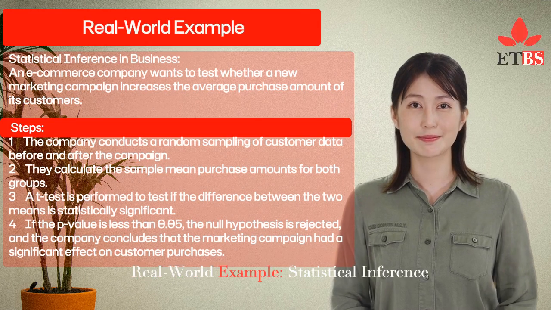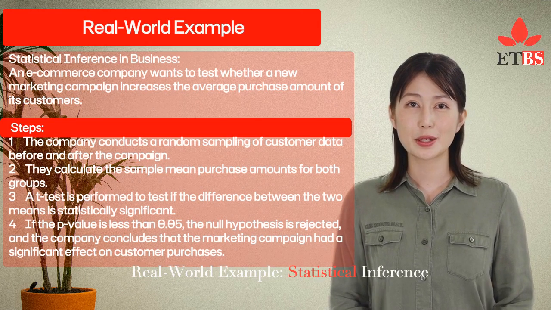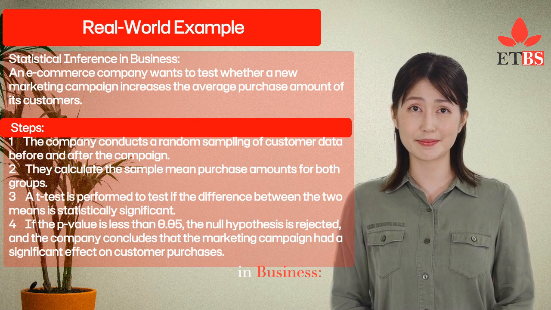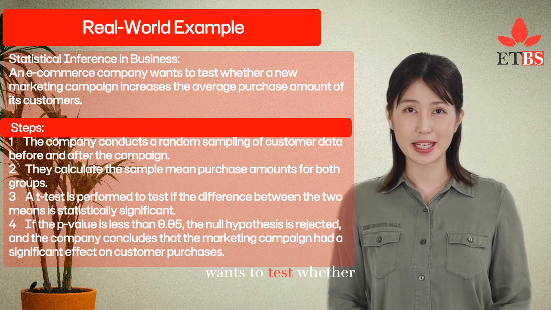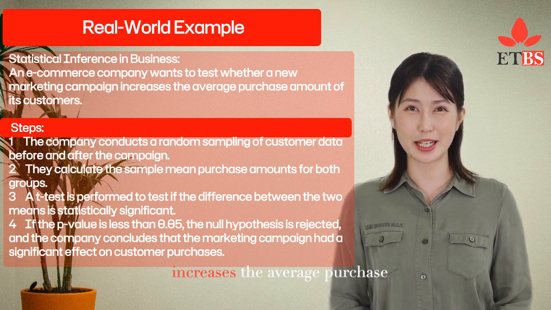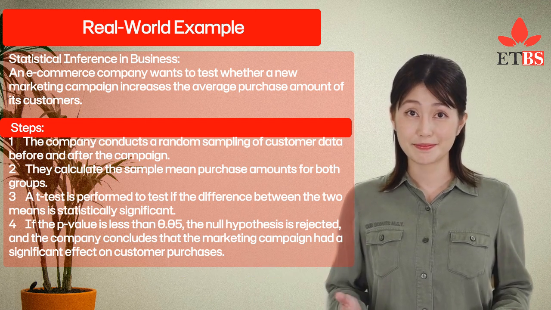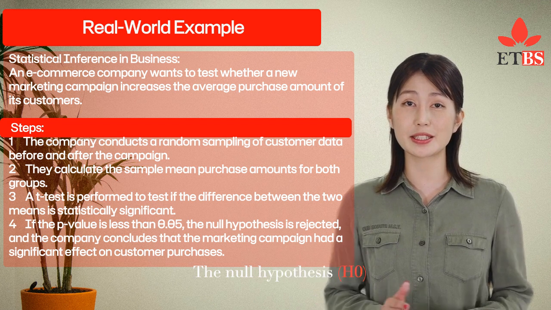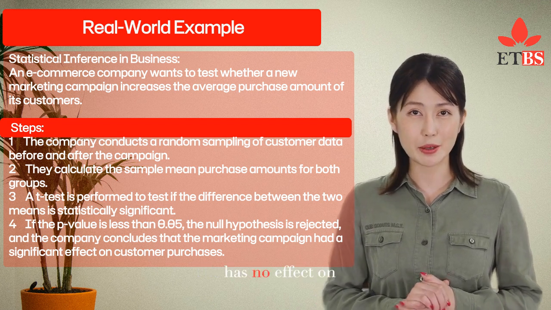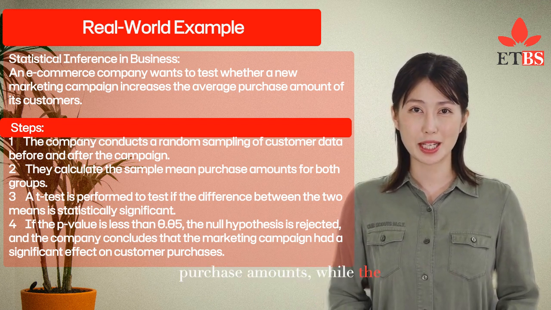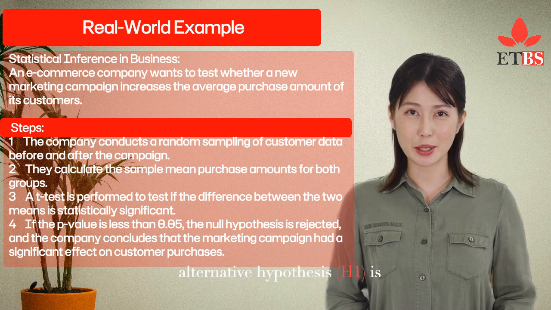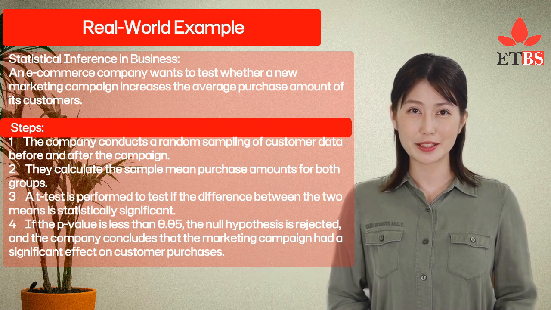Real-world example. Statistical inference in business. An e-commerce company wants to test whether a new marketing campaign increases the average purchase amount of its customers. The null hypothesis, H0, is that the campaign has no effect on purchase amounts, while the alternative hypothesis, H1, is that the campaign increases the purchase amount.